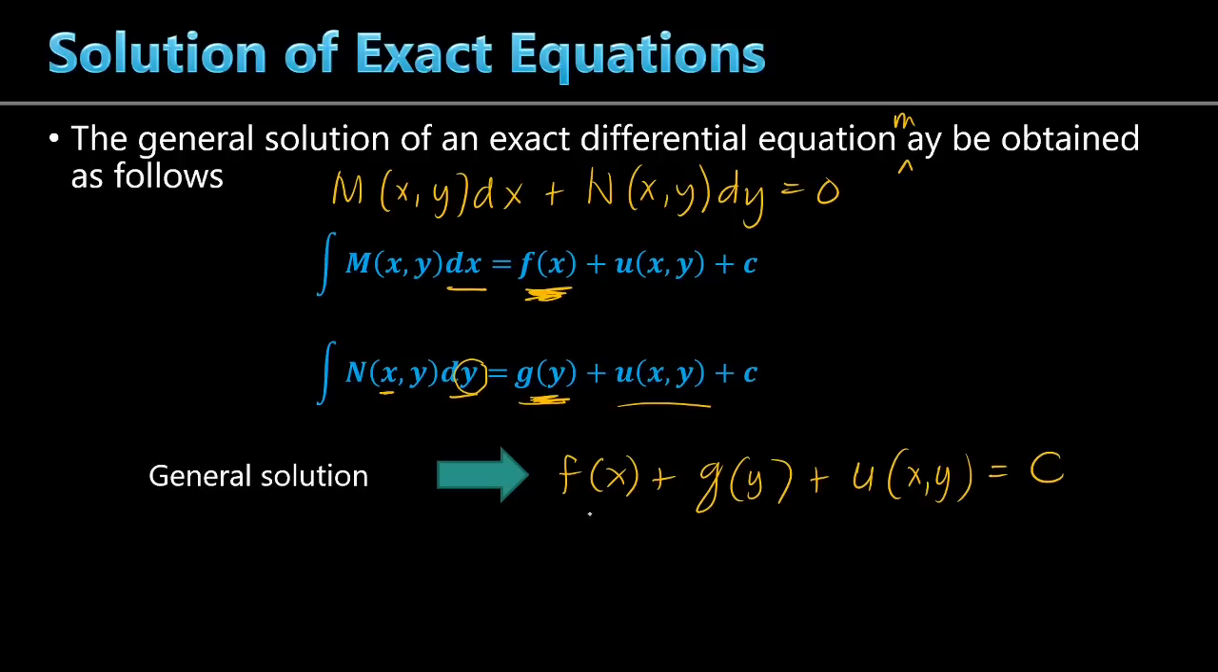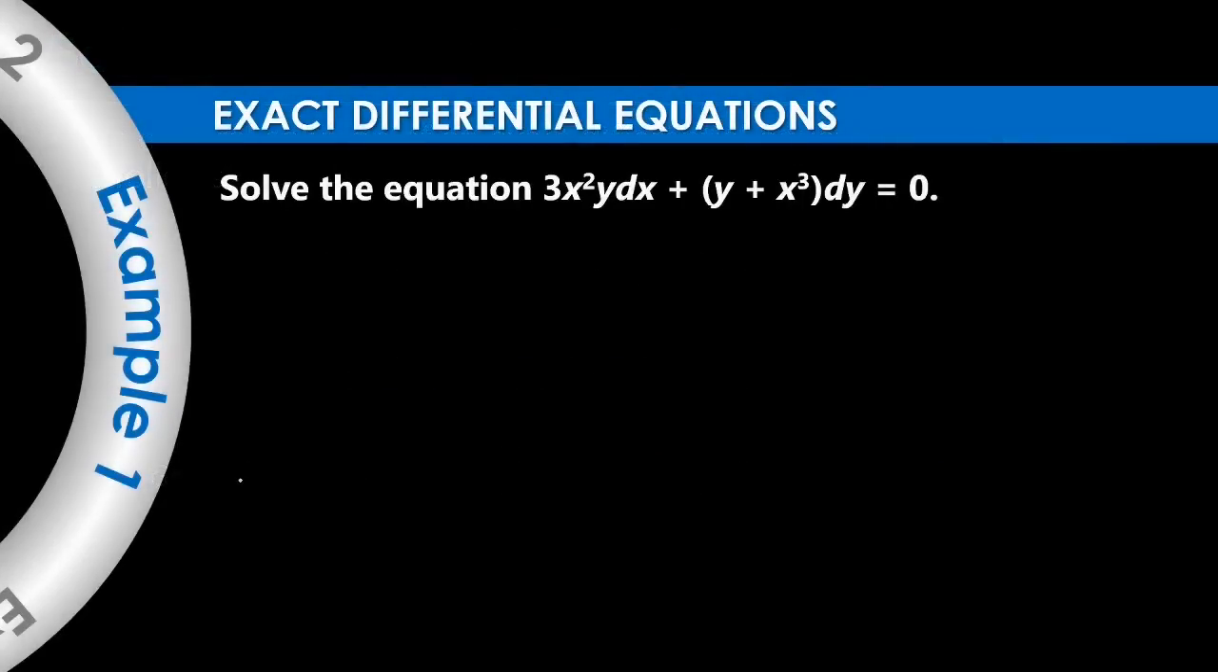Okay, so there are times that f of x would be 0 or g of y would be 0, and sometimes f of x and g of y will be both 0, leaving us only with the term u of xy. Okay, simple lang, di ba? Ayan. So pawiin ko na yung sinulat ko para makita niya. Ayan, f of x plus g of y plus u of xy is equal to c. Okay? So, mag-solve na tayo ngayon ng mga examples.